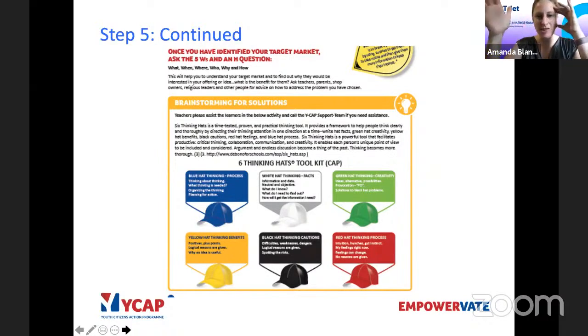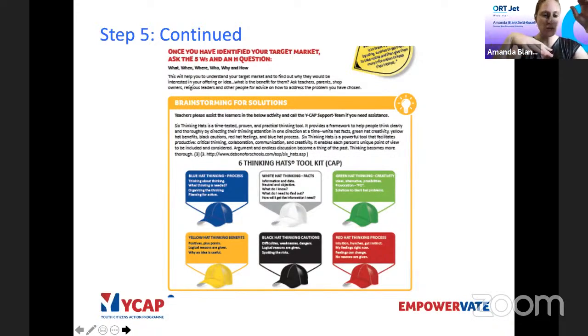Then the next person is wearing the green hat. So that's more creativity. So what ideas can we come up with? What alternatives? What specialities? Solutions to the black hat problem. So the creative people are going to solve the risks of the black hat people, cautions. So that would be the green hat.